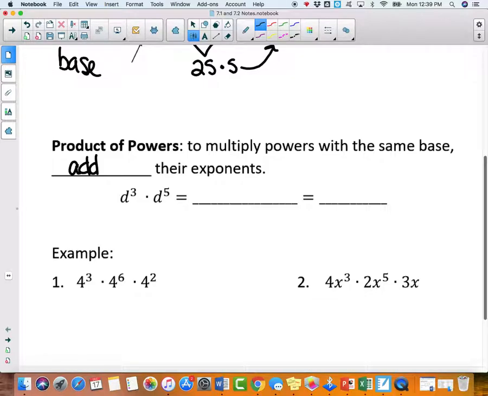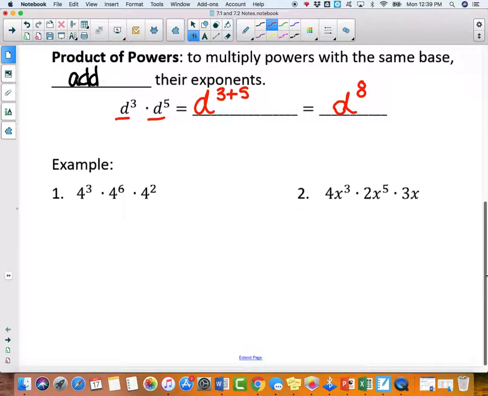For example, I have d to the third times d to the fifth. These powers both have a base of d, so that allows me to add the exponents. We'll write it as d to the 3 plus 5, which is the same thing as d to the power of 8.